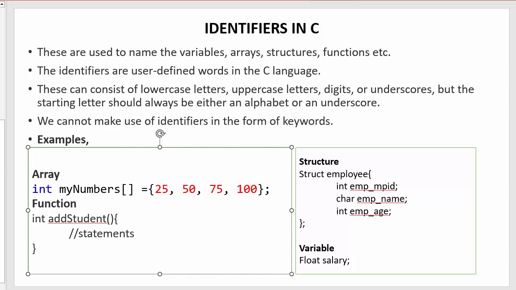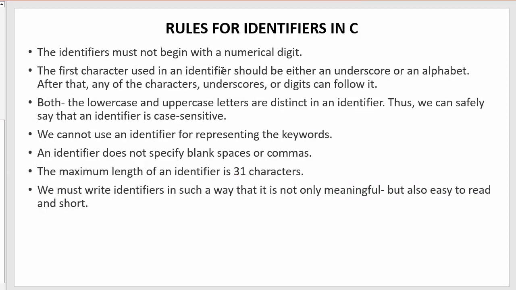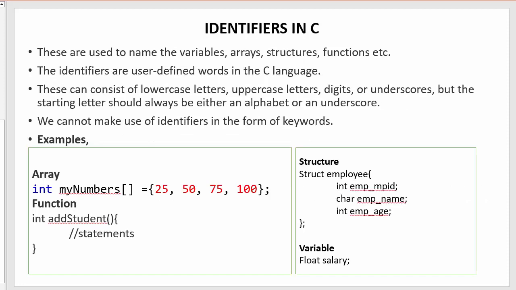Okay, next, the first character used in an identifier should be either an underscore or an alphabet. That's what I have told you, that you can create an identifier either with a letter or an underscore. After that, any character, underscore, or digits can follow it. After the first character, you can use any of the special characters. You can use a digit. Let me just show you here. I can put one here. I can put one in the middle, or any digit in the middle. But I cannot put any digit at the beginning of the identifier.